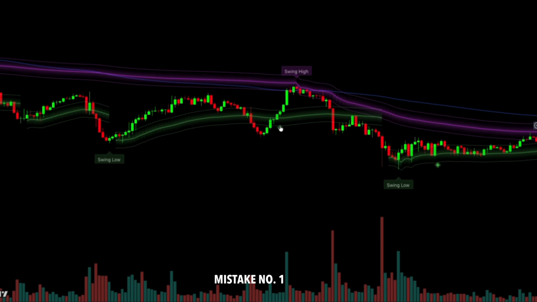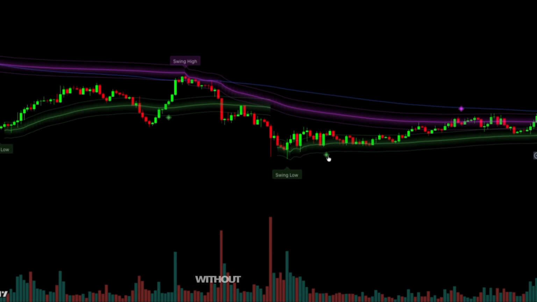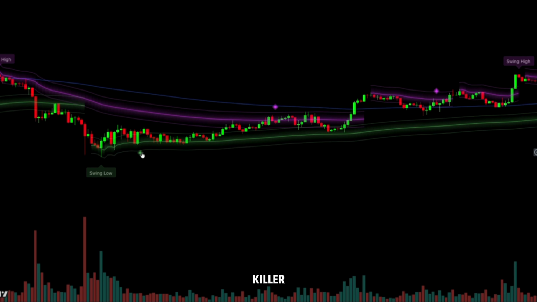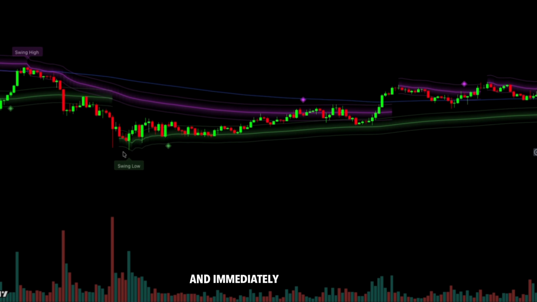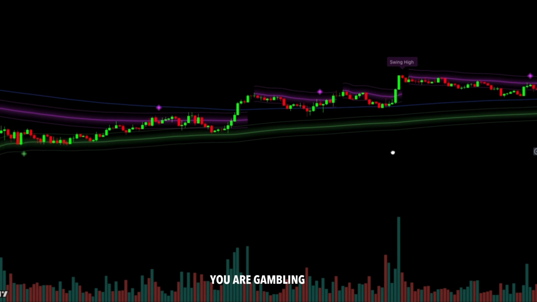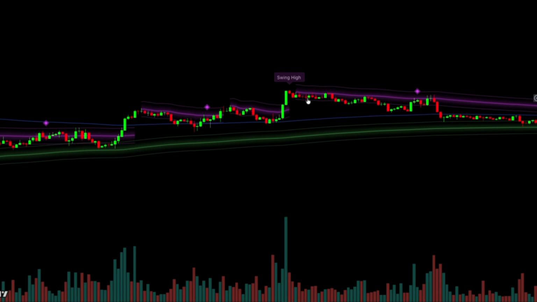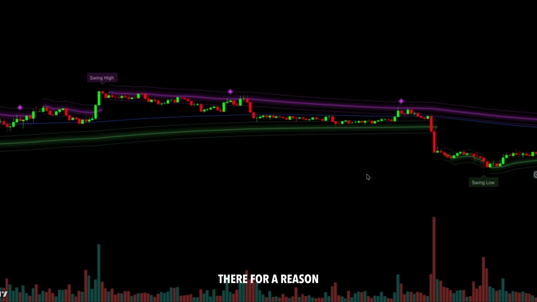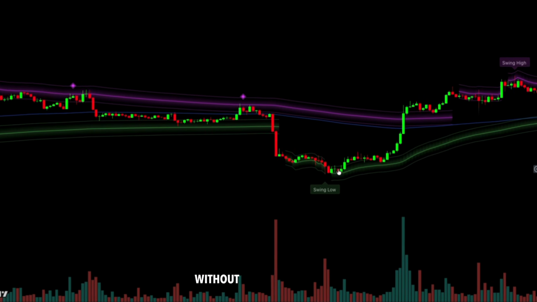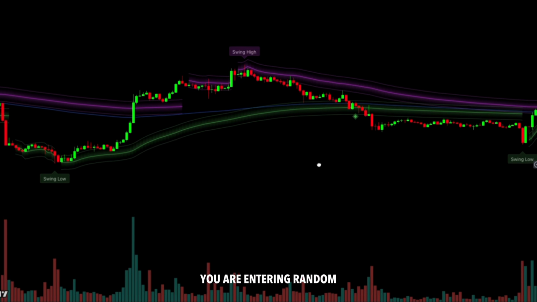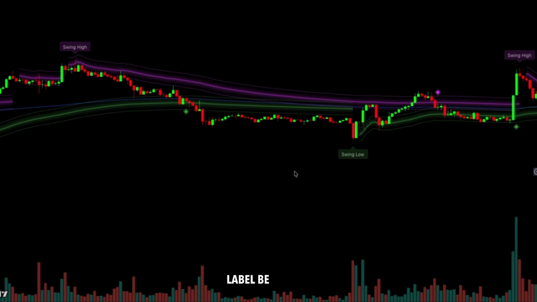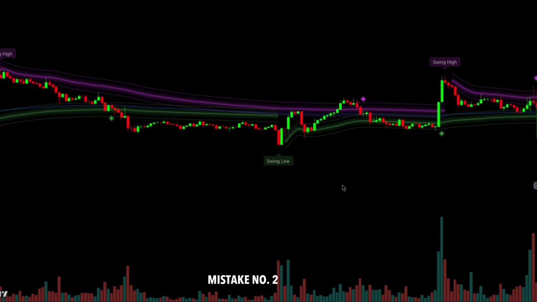Mistake number 1. Taking every rectangle signal without waiting for swing confirmation. This is the biggest killer. If you see a green rectangle and immediately buy without checking if a swing low label has appeared, you are gambling, not trading. The swing labels are there for a reason. They confirm that structure has been established. Without that confirmation, you are entering random pullbacks in random markets. Wait for the swing label. Be patient.